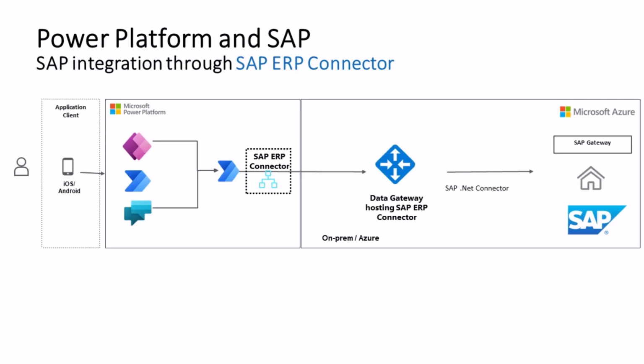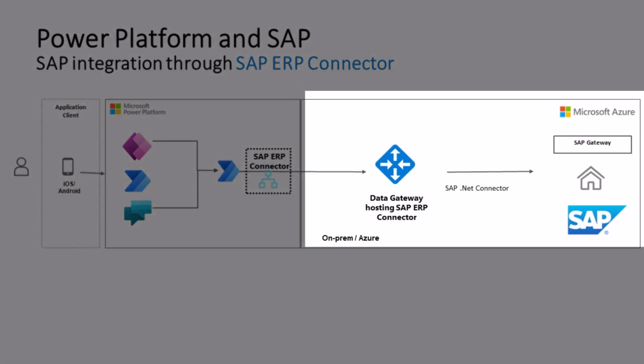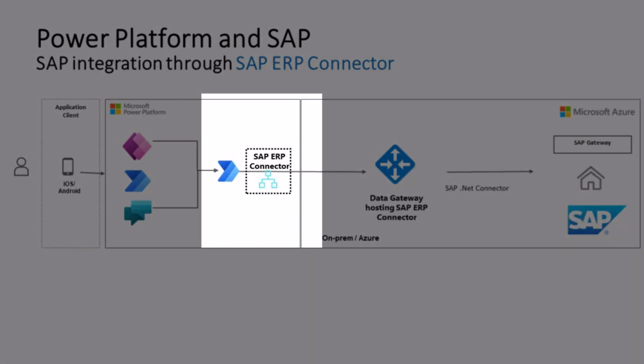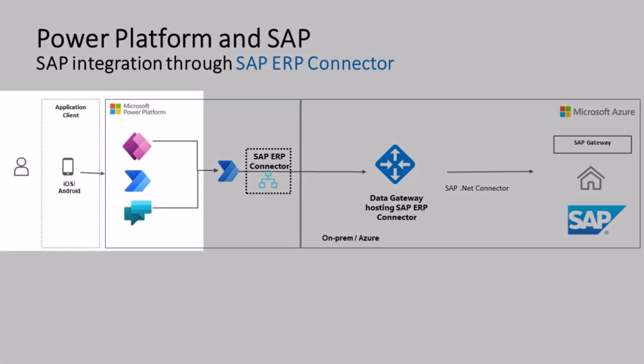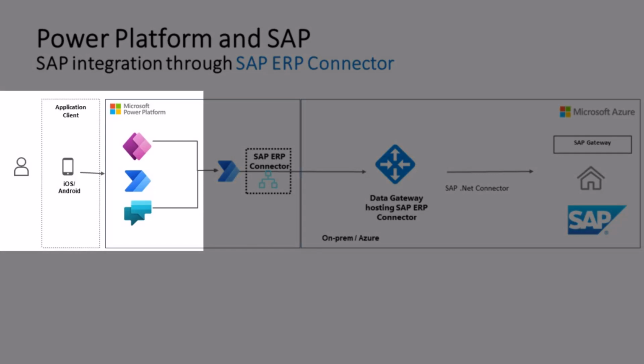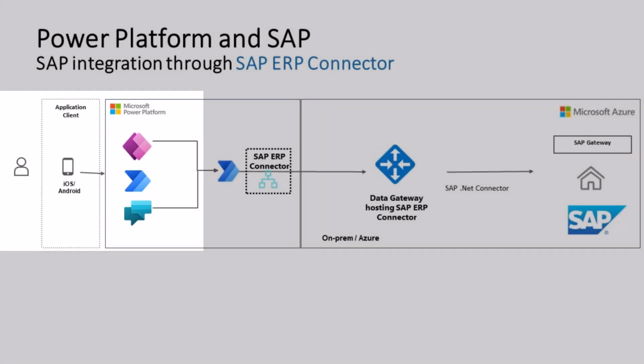Now, if we look back at our overall architecture, we can see that we have used the on-premises data gateway to connect to the SAP system, and we used the SAP ERP Connector to retrieve information from a function module. And with this, we can now put the data into use in a Power App or a Power Automate flow or something like that.